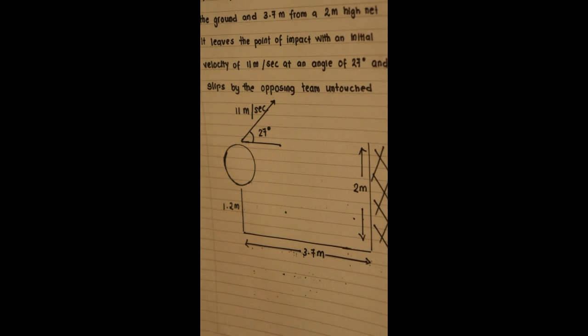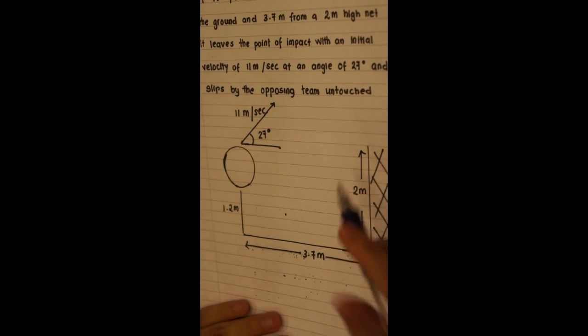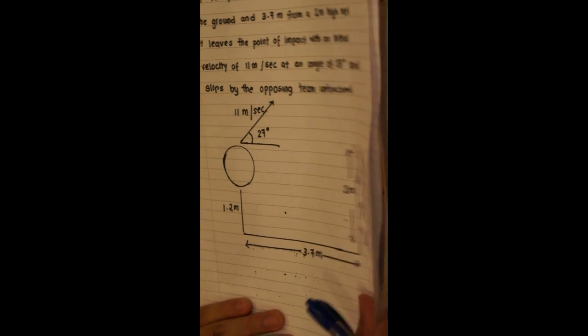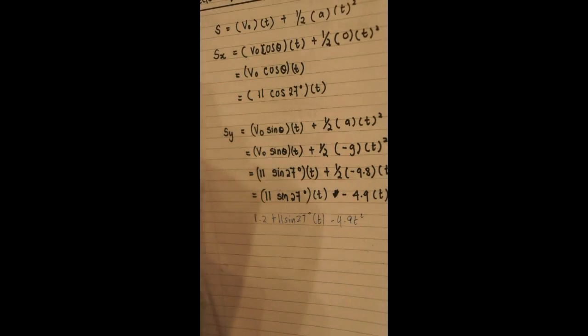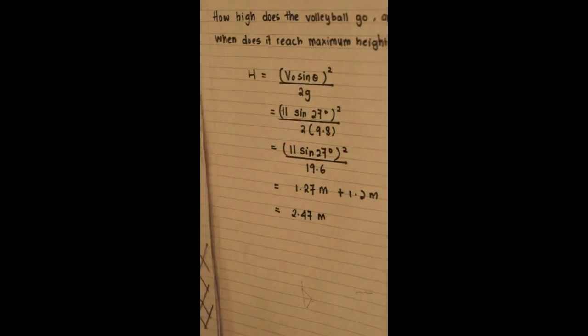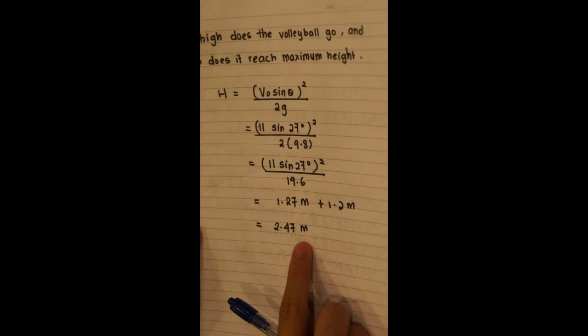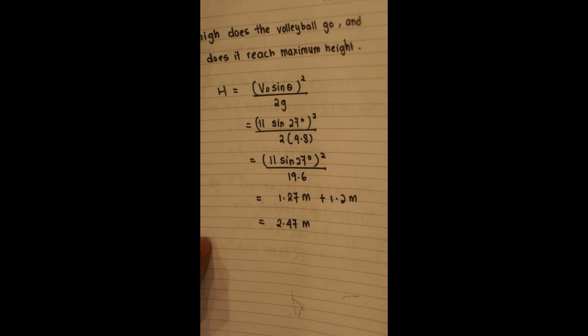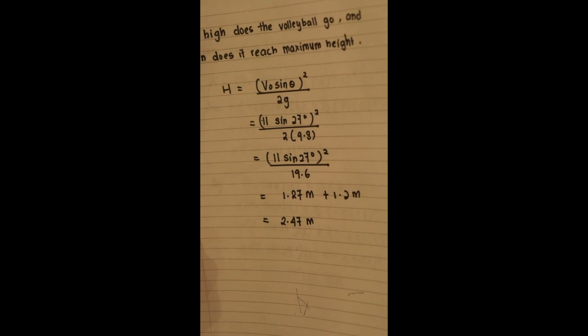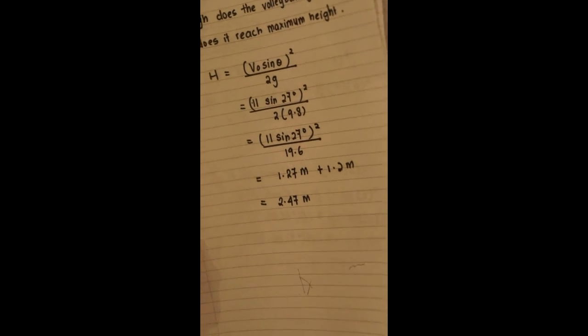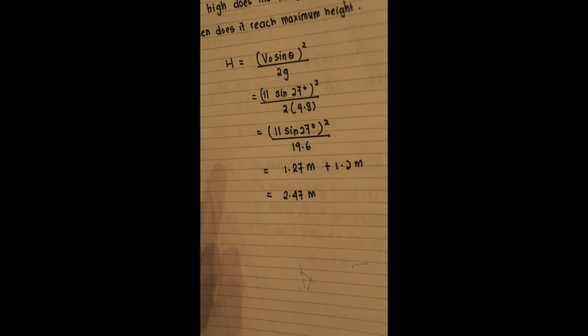Now part E of the question asks, if the net were raised to 2.5 meters, will it change things? Well, definitely it would, because the maximum height the volleyball could reach is 2.47 meters. So since it can't pass the net, it will just hit the net and fall down, logically, of course. So in the end, it will change things because the volleyball would hit the net and fall down, basically.